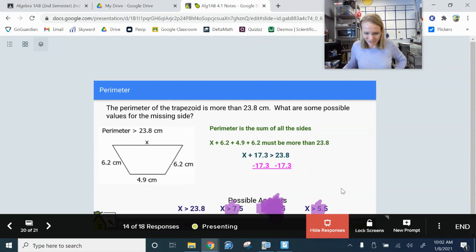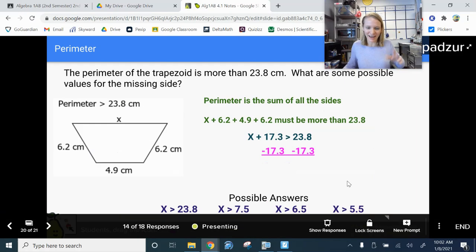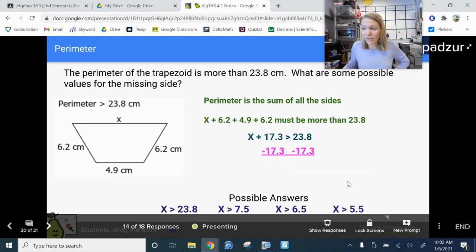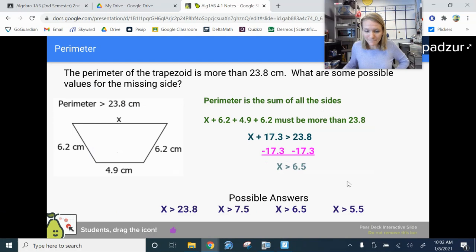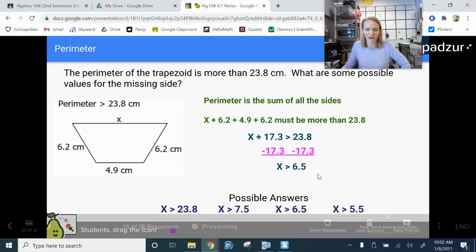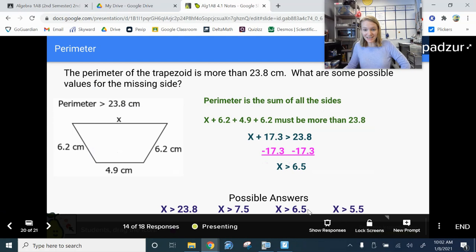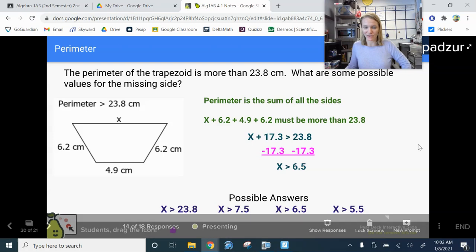I wonder if I can click it and it'll still show me? Nope. Okay, I have to hide responses and go back to the presentation before it'll let me do it. Okay, so then last thing. If I subtract 17.3 from 23.8, I should get 6.5. So our answer is C, I guess, if you had to put a word for it. Our answer should be x is greater than 6.5.